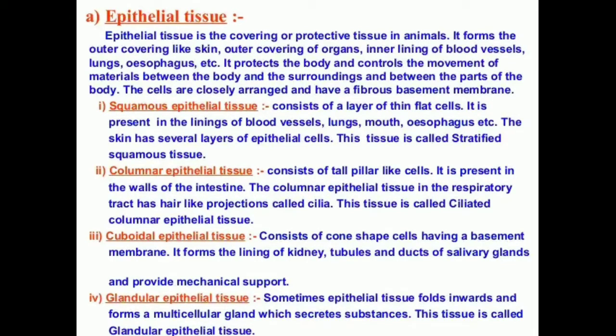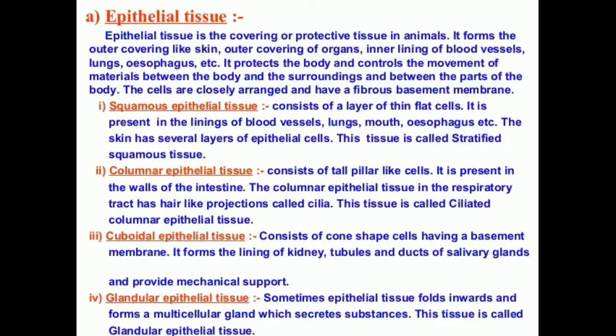First we will discuss the epithelial tissue. Epithelial tissue is the covering or protective tissue in the animal body. This epithelium covers most of the organs and cavities within the body. It also forms a barrier to keep different body systems separate. Epithelial tissue has a great role in the exchange of materials between the body and the external environment, and also between different parts of the body, because anything entering or leaving the body must cross at least one layer of epithelium.